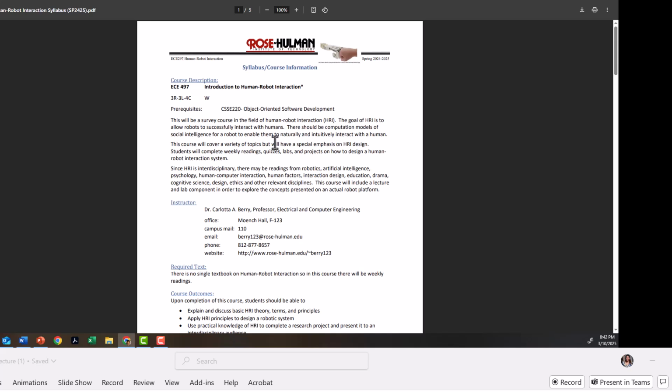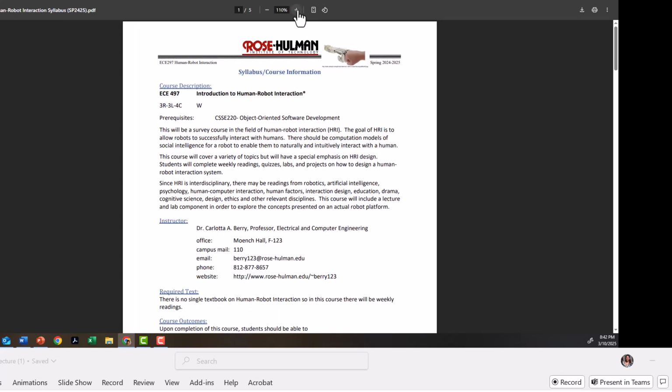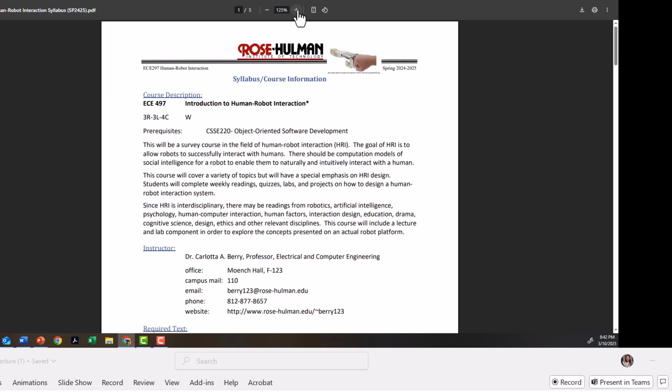So this will be a survey course in the field of human-robot interaction. The goal of HRI is to allow robots to successfully interact with humans. There should be some type of computational model to enable the robot and the human to naturally and intuitively interact. It will cover a variety of topics, but will have a special emphasis on HRI design because that's what you will do for your final project. And you will complete weekly readings, quizzes, labs, and projects on how to design a human-robot interaction system.